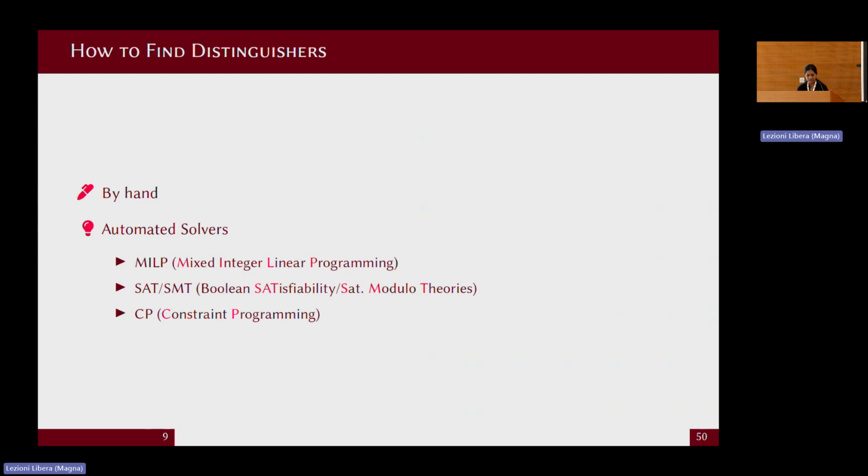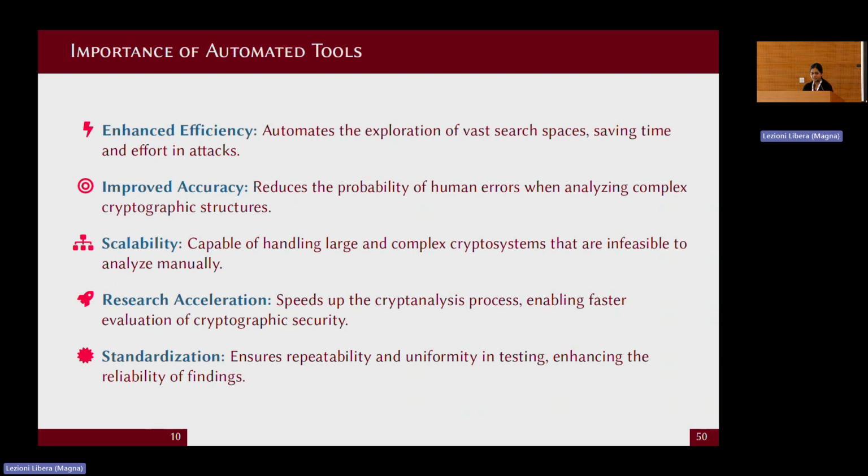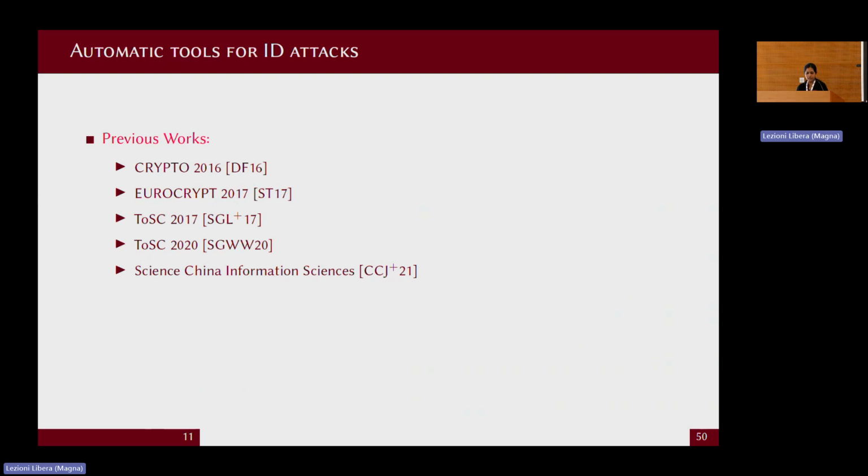and from that we construct the ID distinguishers. So the importance of automated tools is quite clear: they automate the exploration of vast search spaces, improve accuracy by reducing the probability of human errors, handle large and complex crypto systems, speed up the cryptanalysis procedure, and ensure repeatability and uniformity in testing. These are the main motivations for finding automated tools for ID attacks.